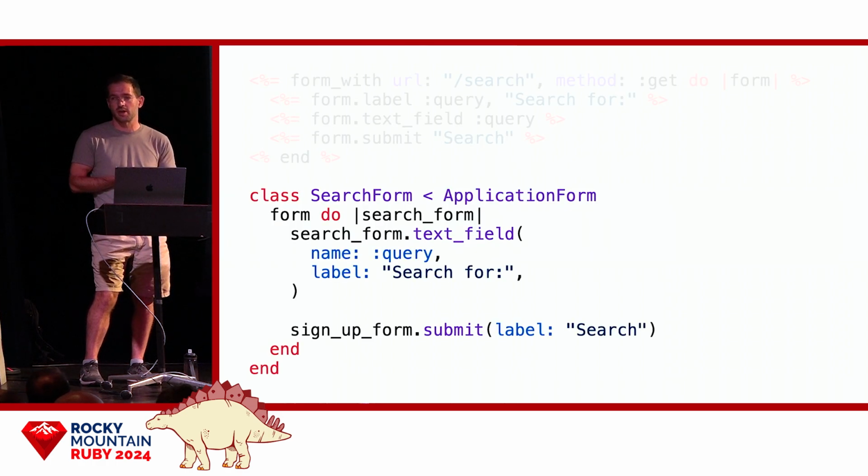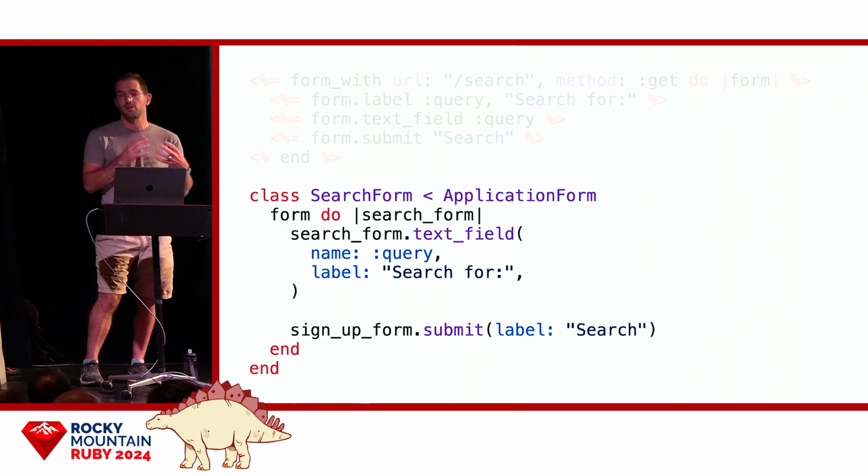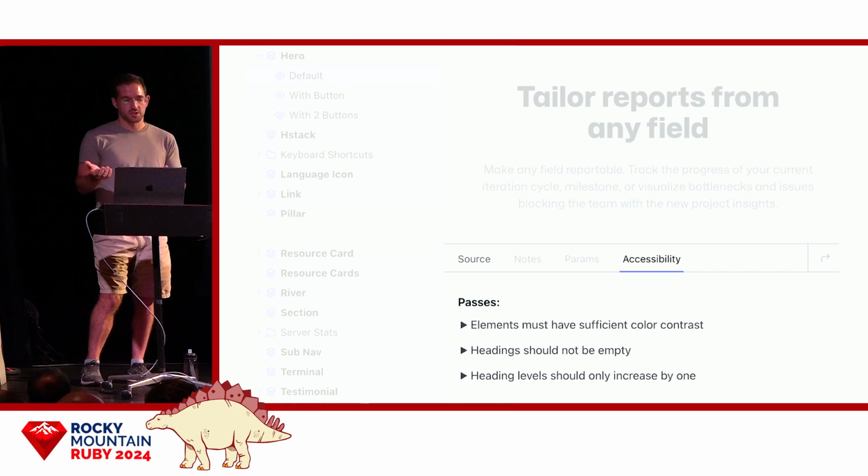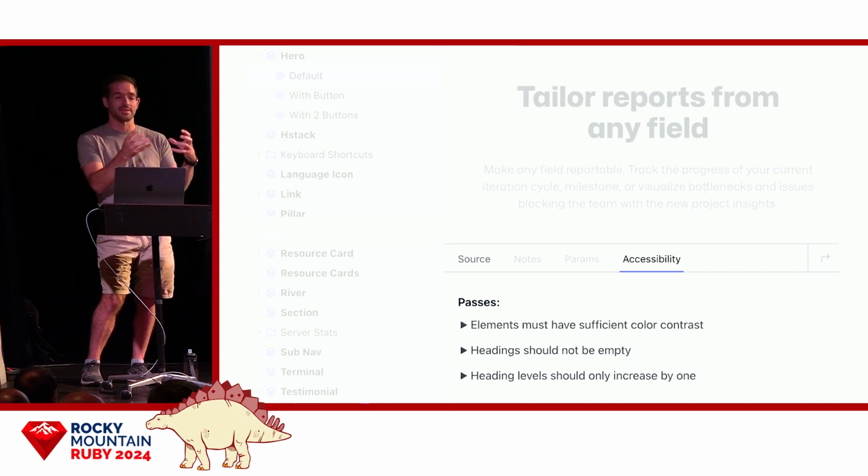I shared how we use some custom abstractions, like in this case, a form builder, to define certain classes of accessibility errors out of existence. And then I also showed Lookbook, something I was just telling you about a couple minutes ago. It's a tool like Storybook that we use to build our UI pieces in isolation. And that allows us to more thoroughly test them for accessibility issues.